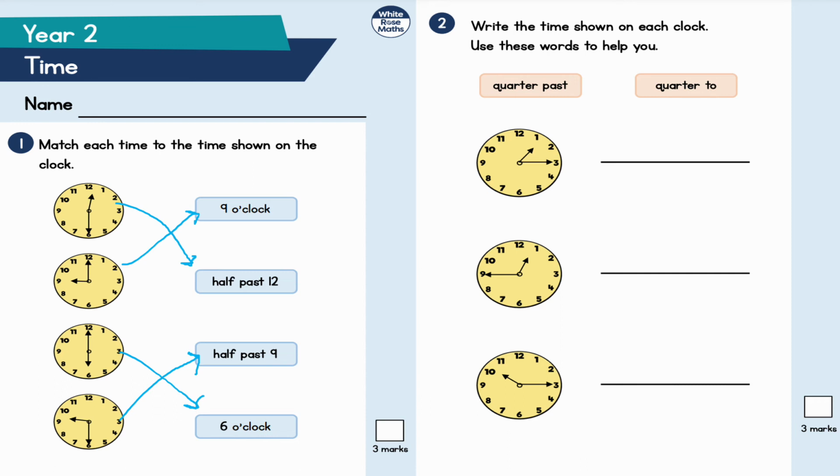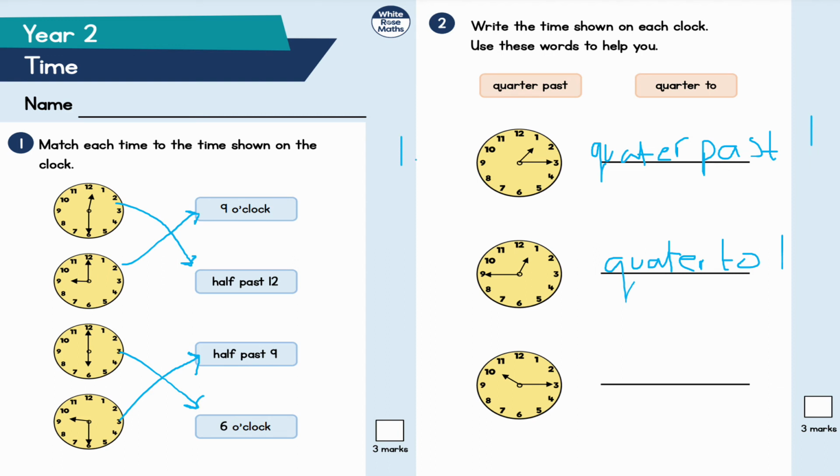This is question number two. Write the time shown on each clock. Use the words to help you. Well, this is what I say, 1:15. Excuse my handwriting here, guys, I apologise. So 1:15, we say. This is 1:45. So if the large hand is on the 9, we say it's 1:45. And we see here that it's 1:15.